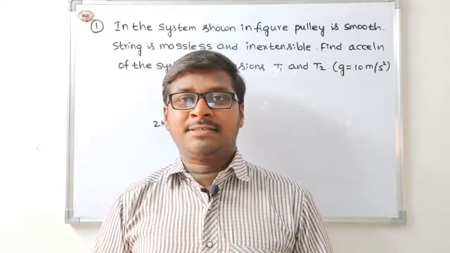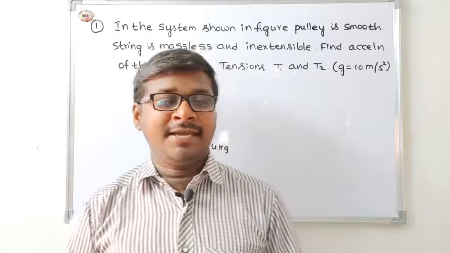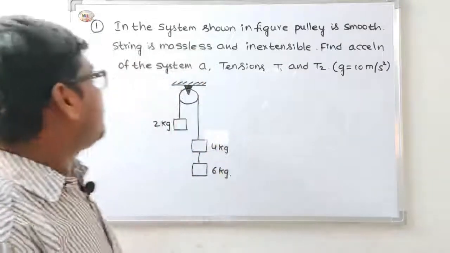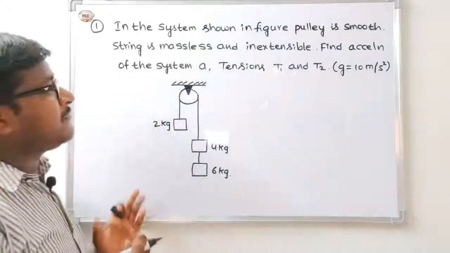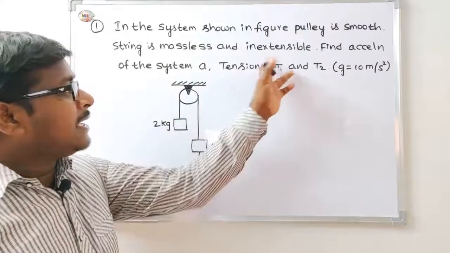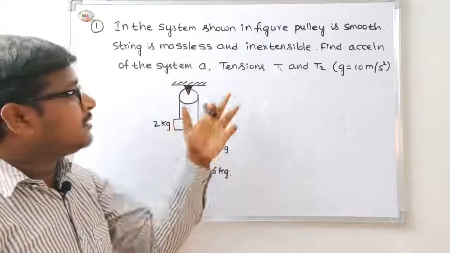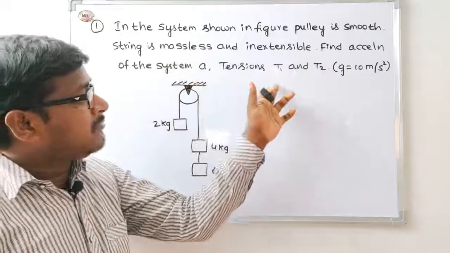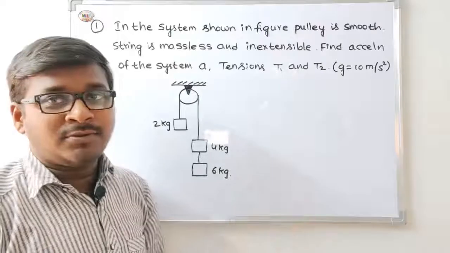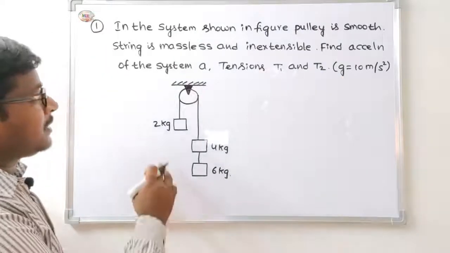So now we discuss the previous problems for NEET and JEE Mains. The first problem: in the system shown in the figure, the pulley is smooth, and the string is massless and inextensible. Find the acceleration of the system and the tensions T1 and T2. Take g equal to 10 meters per second squared.